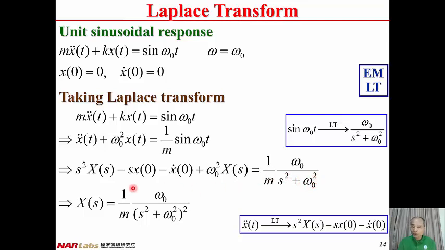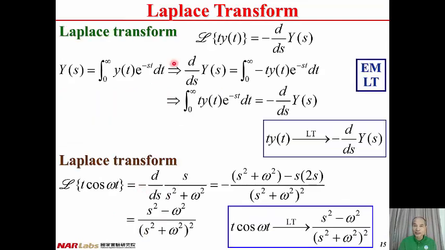Because of zero initial conditions, x0 equal to 0, x dot of 0 equal to 0. Therefore, these two terms vanish. And then we can solve xs equal to 1 divided by m times omega 0 divided by s squared plus omega 0 squared and square again. Now we are going to find out the inverse Laplace transform of xs to obtain the displacement function in the time domain. Before taking inverse Laplace transformation, we have to study the formula here.